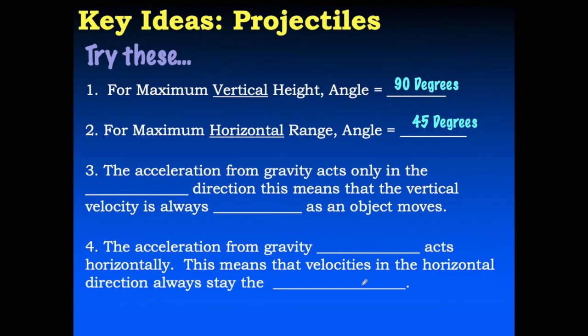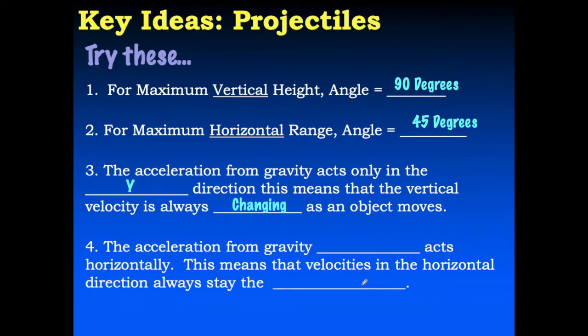And then number 3, the acceleration from gravity acts only in the y direction. So gravity only ever acts in the y direction. This means that the vertical velocity is always changing as the object moves. So we kind of talked about that when we drop something, right? You drop something, gravity only acts in the y, so it accelerates that object downward, which means that its vertical velocity will always be changing.